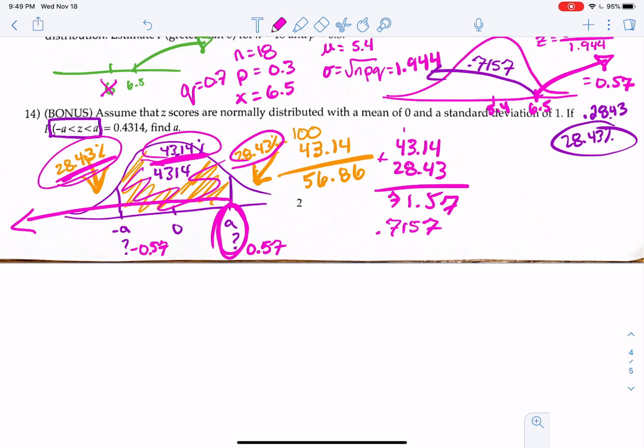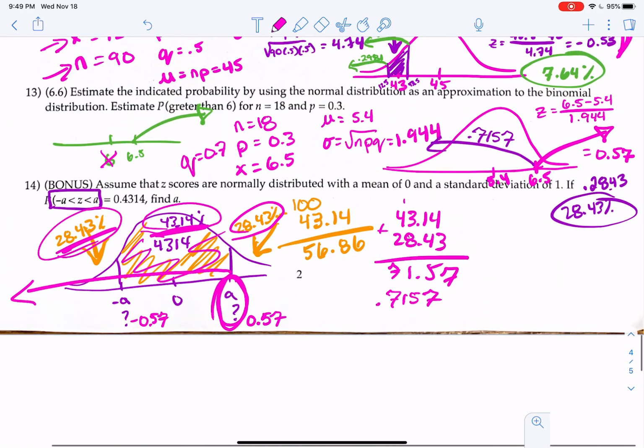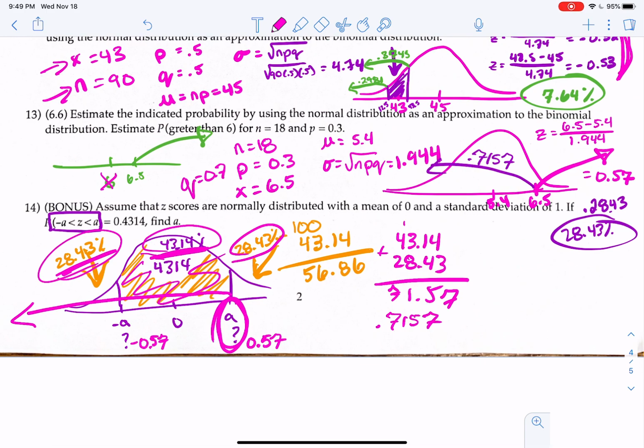Okay, there you go. Test is tomorrow. Study up on this sheet if there's any of them that you missed. Figure out why you missed them. And good luck.